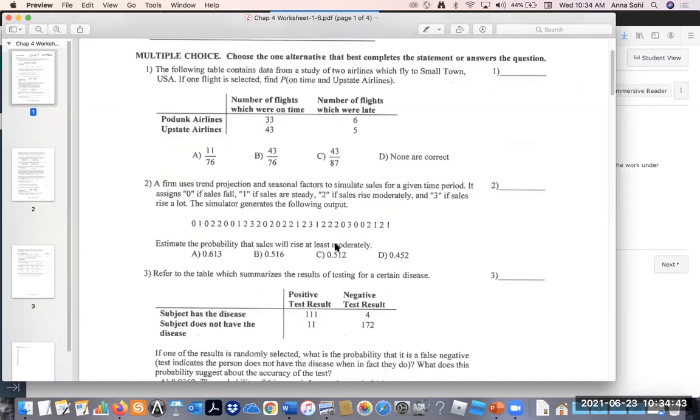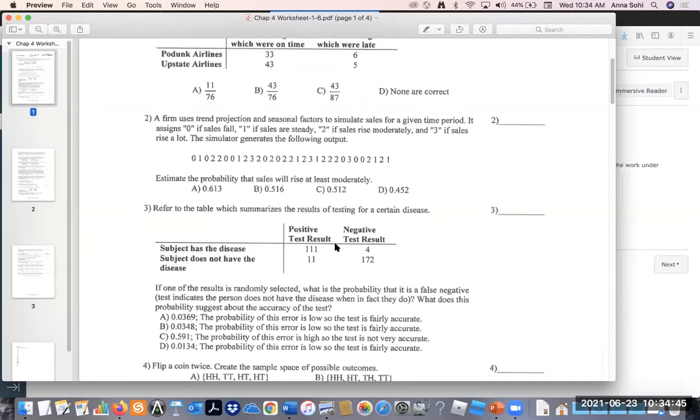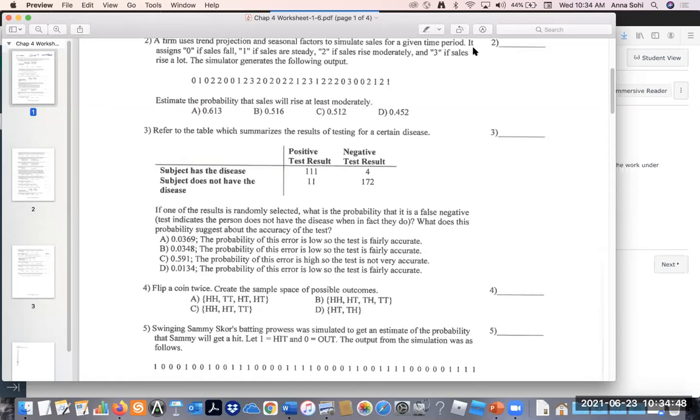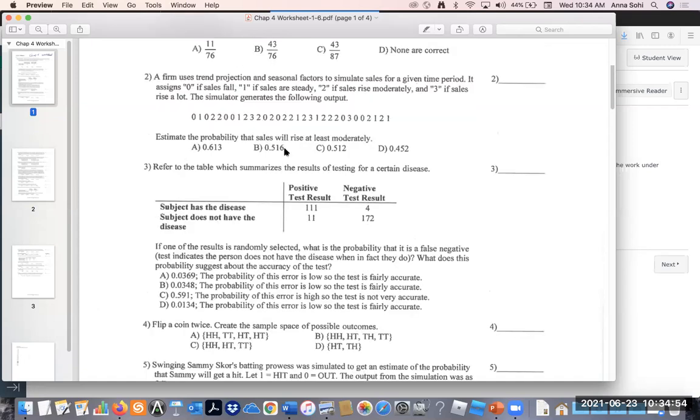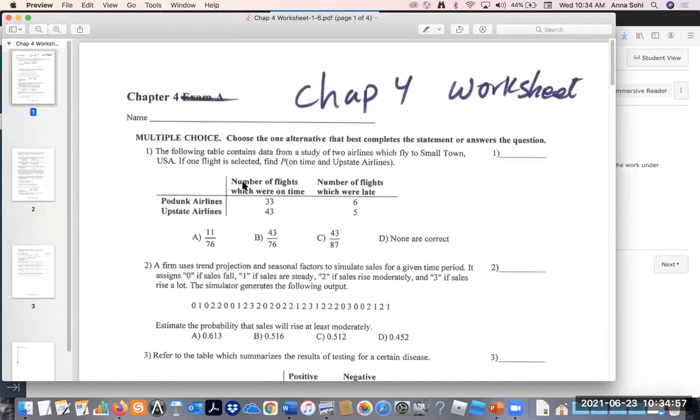So that's the answer. Let's look at another one. Yeah, you add them all because that's the total number of... what does this one tell you? Padunk airline and Upstate airline: they have 33 flights that are on time and 43 that are on time, and 6 that are late and 5 that are late. So what are the total number of flights? 87. So our favor is being on time and Upstate. So that's 43 out of 87.